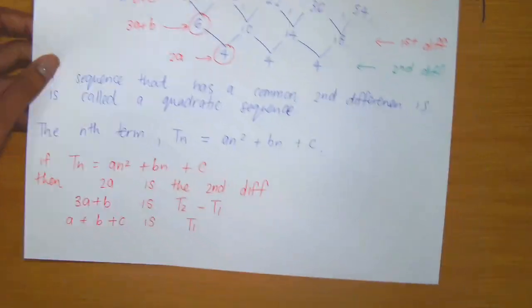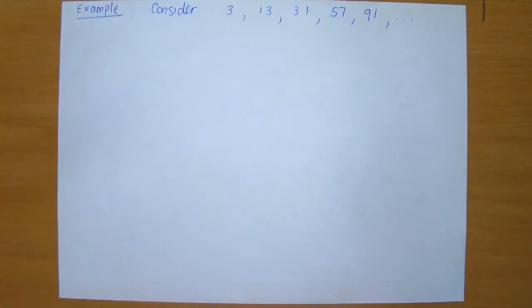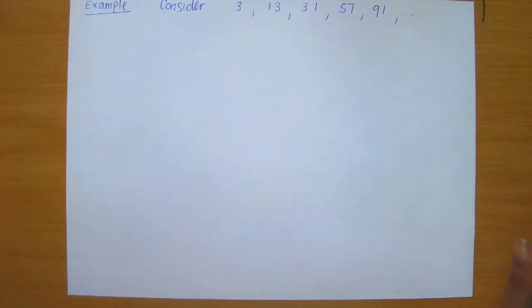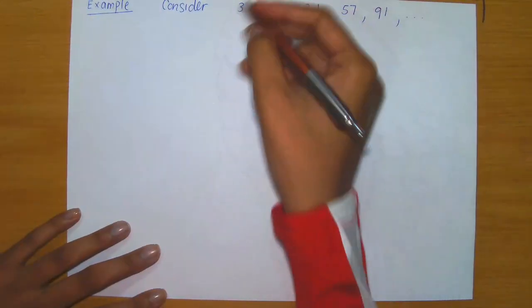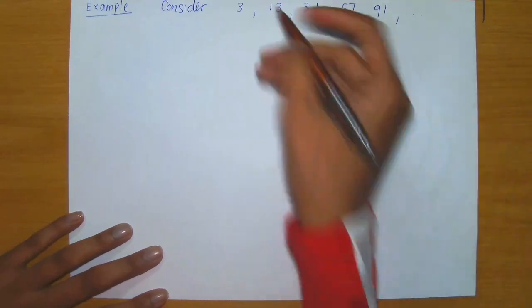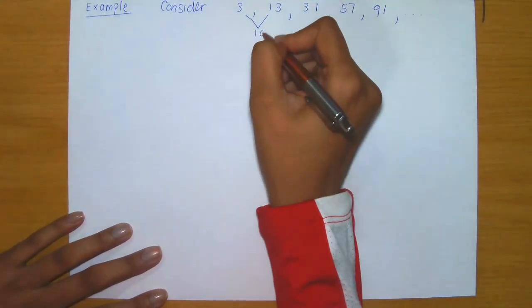Now let's go on to another question. Right, so let's consider the following sequence. So looking at the sequence, we do not know if there is a first common difference or a second common difference. So let's start investigating what it is that this sequence represents. So let's consider the first difference. 13 minus 3 is 10.